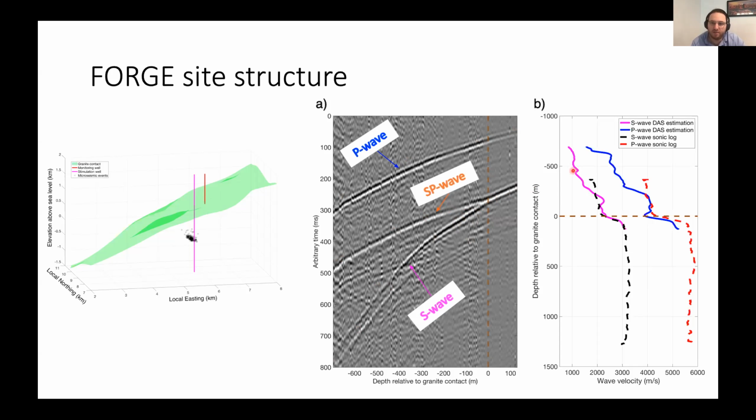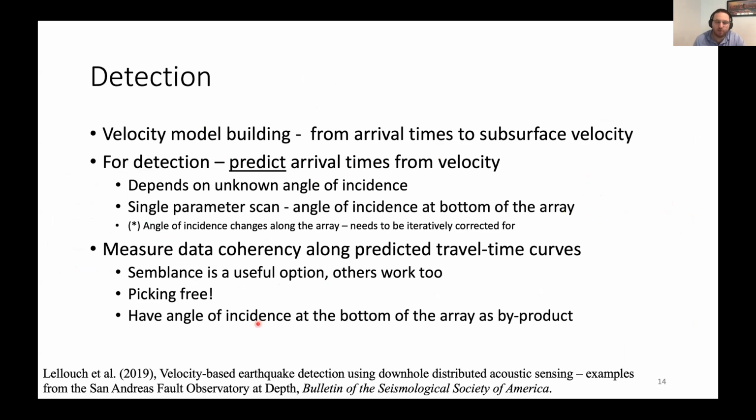The DAS ones are pink and blue, and the sonic logs are black and red. Of course, the sonic logs are from the other well, the stimulation well, so it's not a one-to-one match, and we had to adjust them according to the depth of the granite, but it still seems to be a really good match. So that was velocity, but how can we detect events?